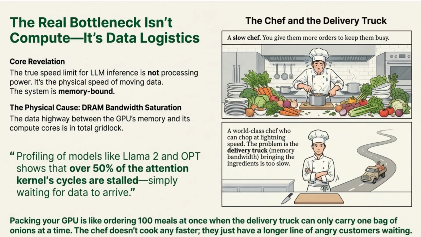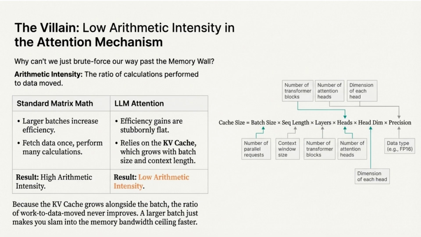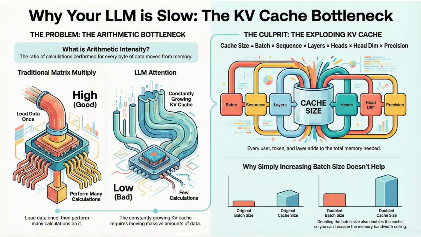This is called DRAM bandwidth saturation. The highway is full. No more data can flow through. Adding more work doesn't help because the highway is already maxed out. So why is LLM inference memory bound? There's a technical reason. There's something called arithmetic intensity. Simply put, how many calculations do you get per byte of data you move? High is good, low is bad.